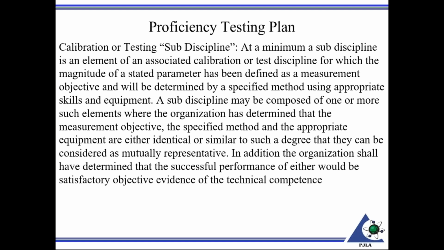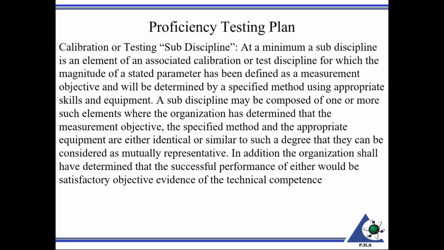At a minimum, a subdiscipline is an element of an associated calibration or test discipline for which the magnitude of a stated parameter has been defined as a measurement objective and will be determined by a specified method using appropriate skills and equipment. A subdiscipline may be composed of one or more such elements where the organization has determined that the measurement objective, the specified method, and the appropriate equipment are either identical or similar to such a degree that they can be considered as mutually representative. In addition, the organization shall have determined that the successful performance of either would satisfactorily provide objective evidence of the technical competence in the other.